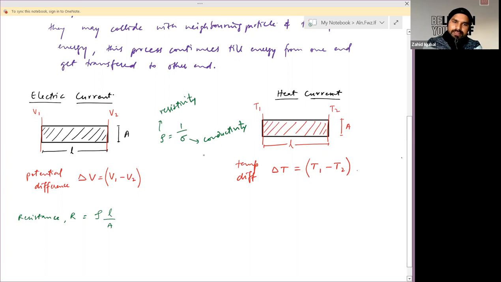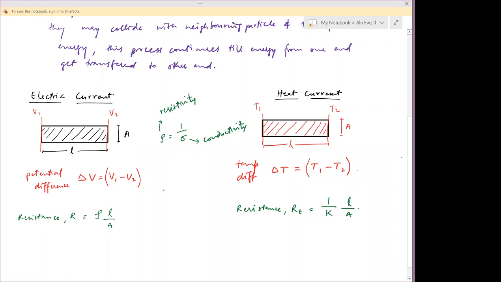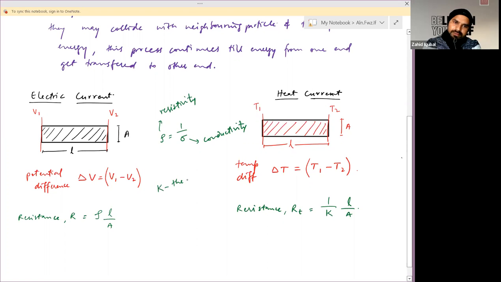Or electrical conductivity. Similarly, in terms of heat, we may define thermal conductivity related to the sigma in electricity. So the resistance offered due to this flow of heat in this part will be thermal resistance, which equals, instead of rho, 1 over K times L by A. Ifra, is it clear? Yes, sir. So K in this part is thermal conductivity.